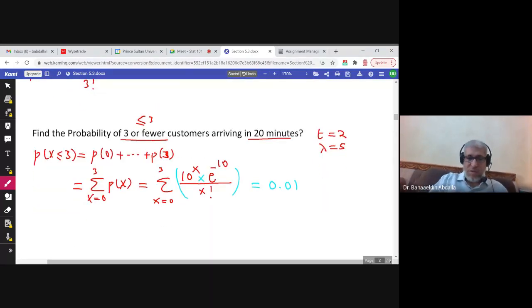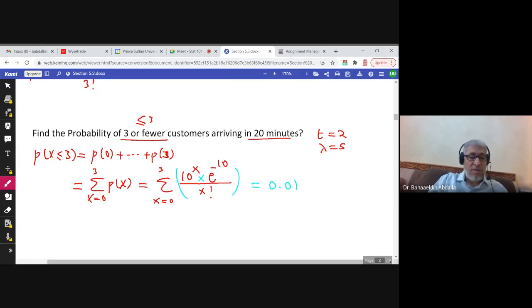I'm not sure. Let me check. Summation, 10 to the power x, you can use alpha x times e to the power negative 10 over x. You can use alpha again and you put the factorial, and then you write from 0 to 3.